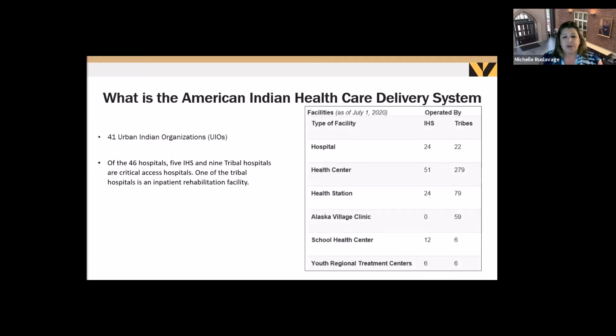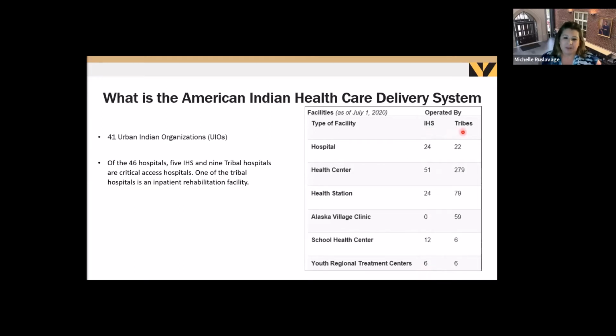Our next slide shows a breakdown of the number of facilities throughout Indian country. For Indian Health Service operated facilities, there's 24 hospitals. And if you look at health centers, health stations, those would be considered ambulatory facilities. We have school health centers, there are 12 of those. And there are 6 regional youth treatment facilities that are federally operated by Indian Health Service.